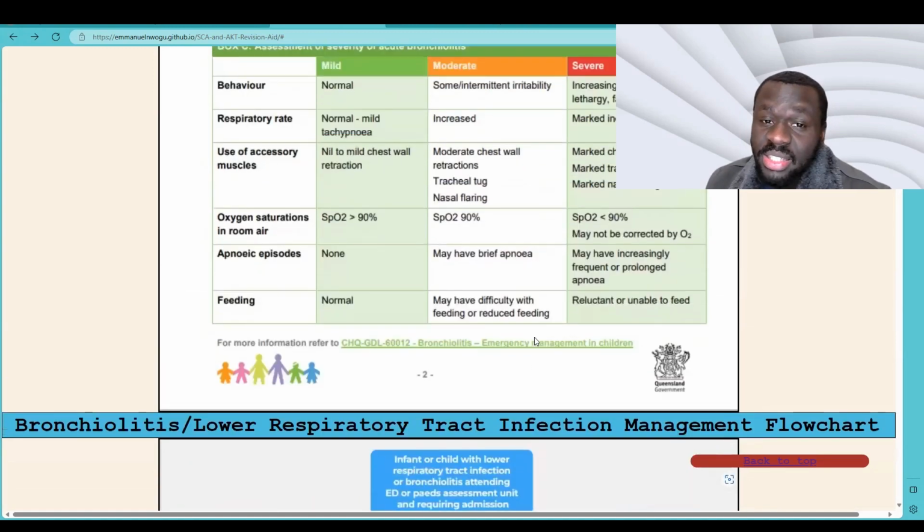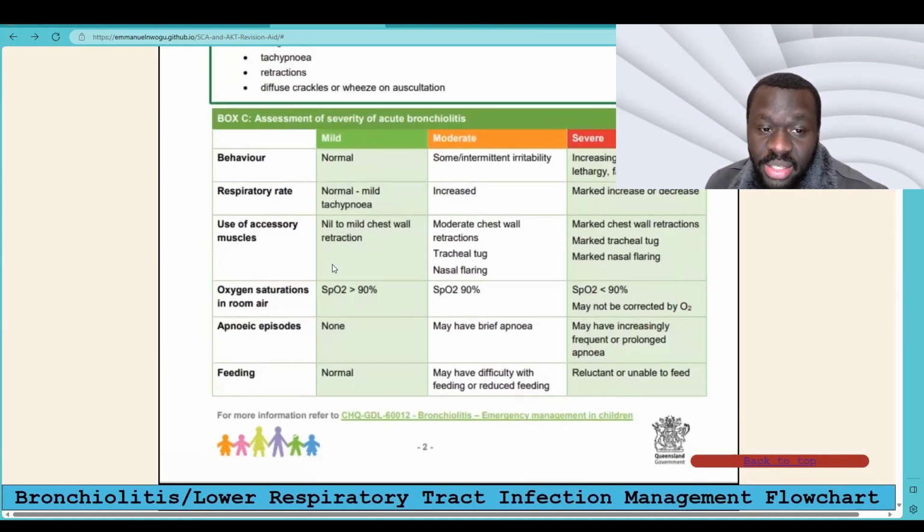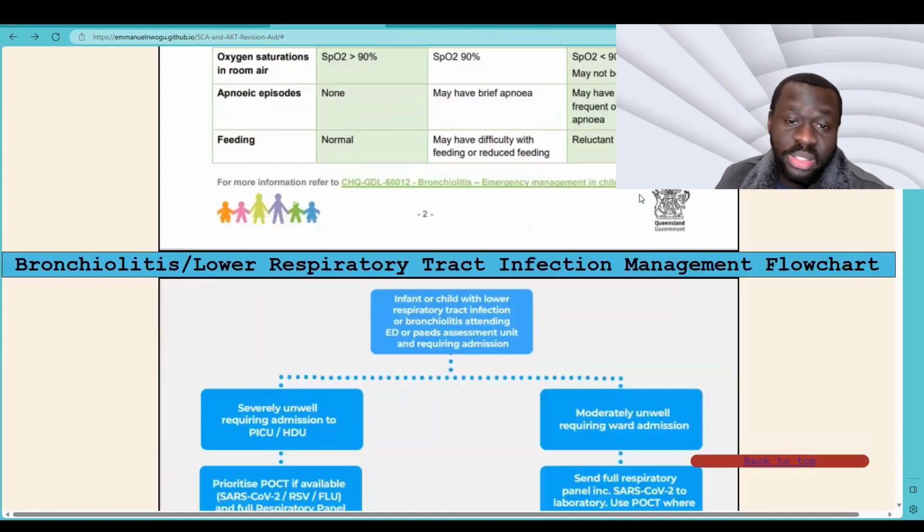So one of the things I typically look out for, but other things here, start looking out actively for tracheal tug again. Increasing irritability and lethargy or fatigue. So it's really a red flag. High risk of respiratory or cardiovascular and circulatory collapse.